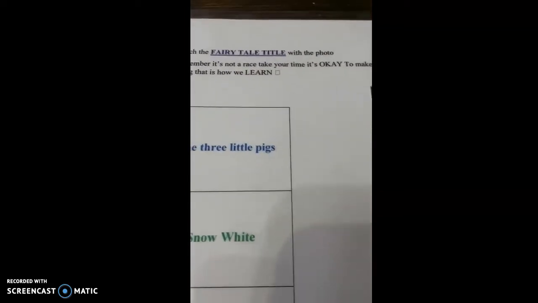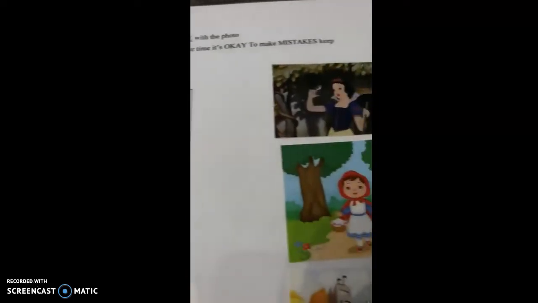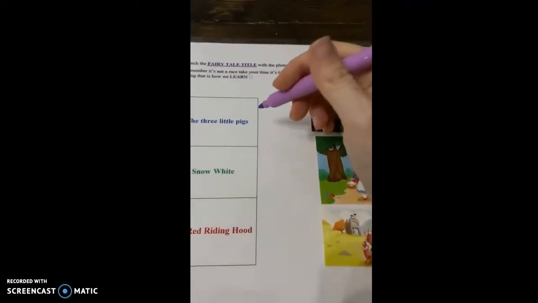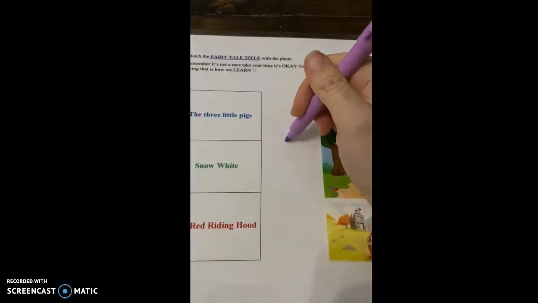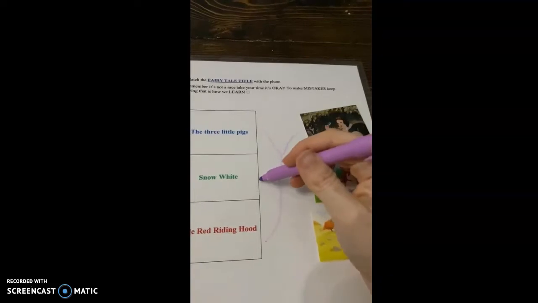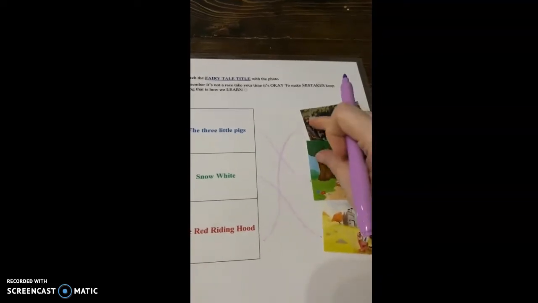So this is our second exercise, another accommodation that we decided to implement. This is laminated as well. We have the 3 Little Pigs, Snow White, and Red Riding Hood. This is a great way to introduce the wording of the title of the fairy tale, and also have the student draw lines to figure out what picture goes with which title.